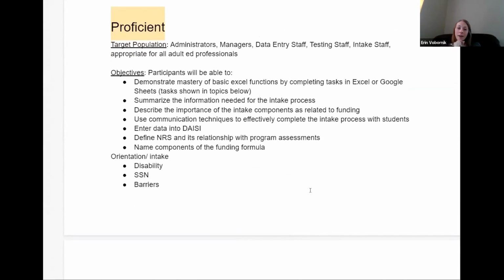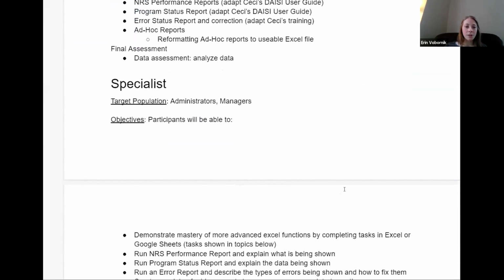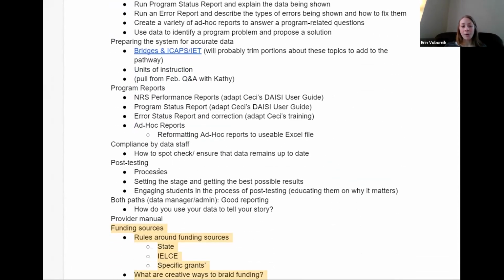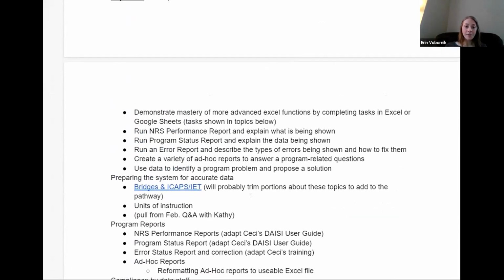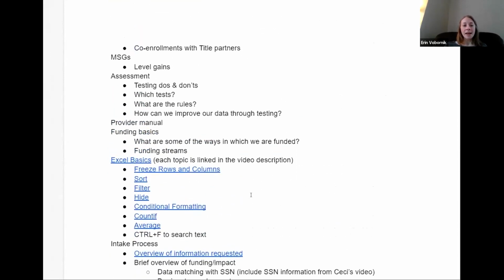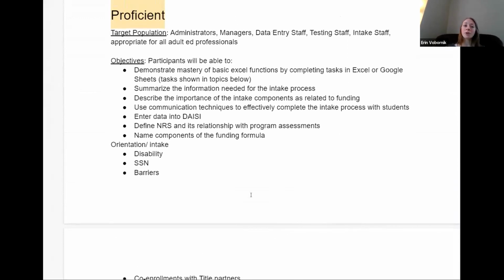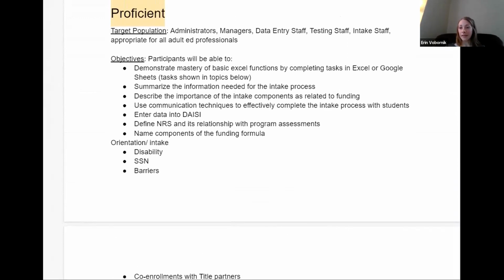So it's really an introduction to data. Now, as you're saying, Megan, the importance of post-testing, that was something that we had put further toward the specialist training, like the processes of post-testing, setting the stage to get the best possible results. Now, is that something you think would be more beneficial for everyone to have, including those who are doing intake, gathering that data so it can be done efficiently? It would be more at a coordinator manager level. Yeah. Pulling those reports and using it efficiently. Okay, perfect.